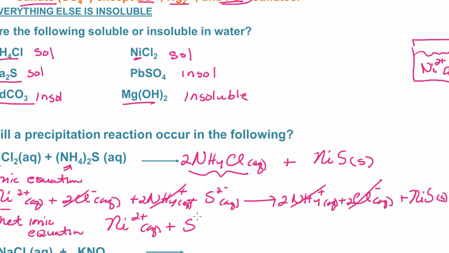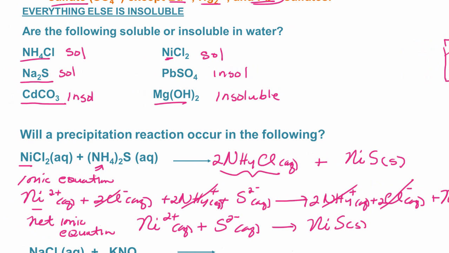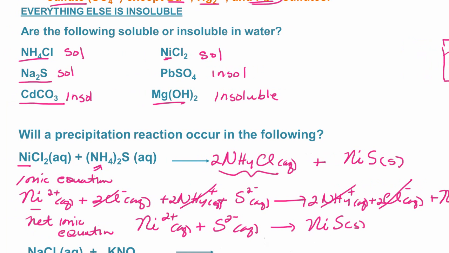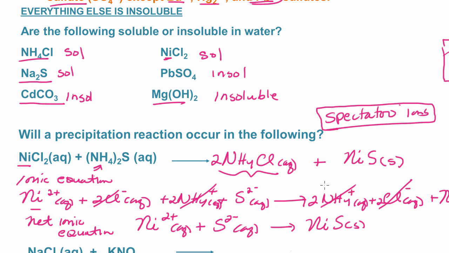plus sulfide ion to produce solid nickel sulfide. This is my net ionic equation. The net ionic equation is nice because it shows you which ions are involved in the reaction. The ammonium ions and the chloride ions in this case, the ones that canceled out, these are called the spectator ions. They're there, they just don't take part in the chemical reaction.